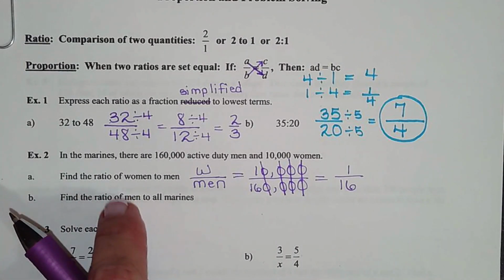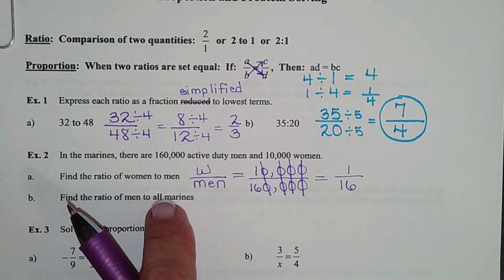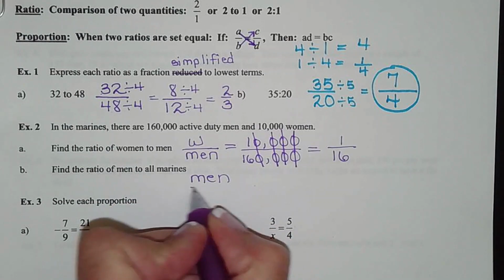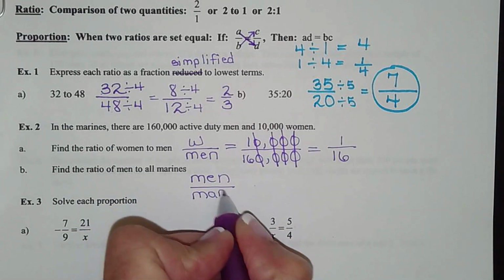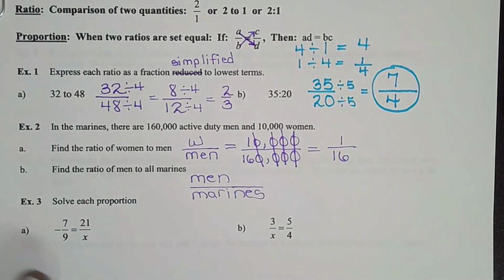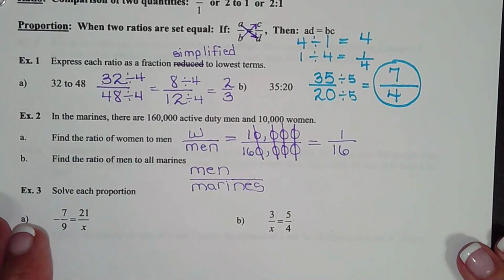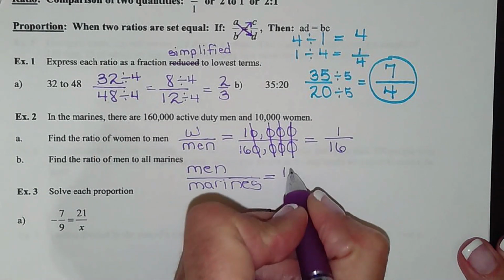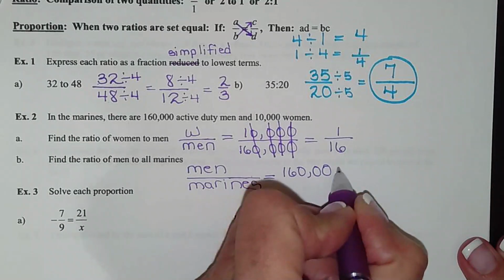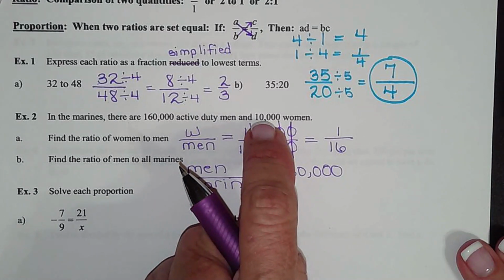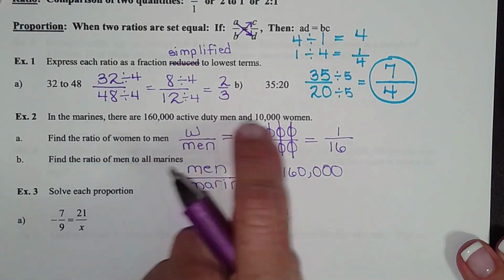Now this one you have to read carefully. Men to Marines. So sometimes they don't give you the number you want or you need, so you have to find it yourself. So men, they gave us 160,000. Marines, they did not. So we would add the men plus the women to get the number of Marines total, which is 170,000.